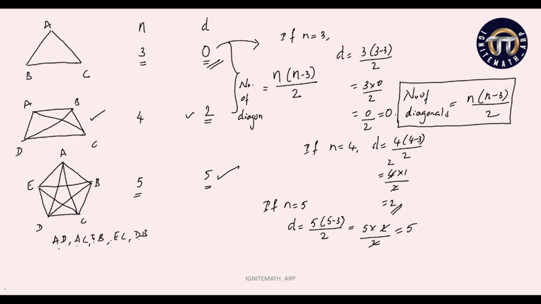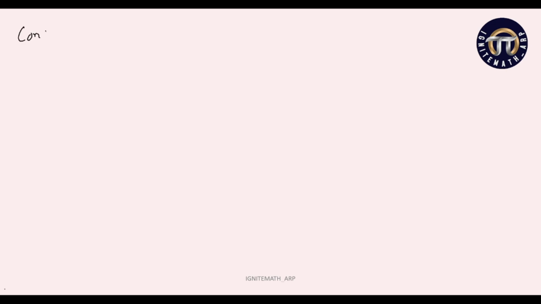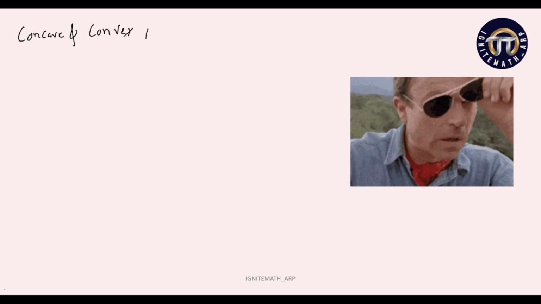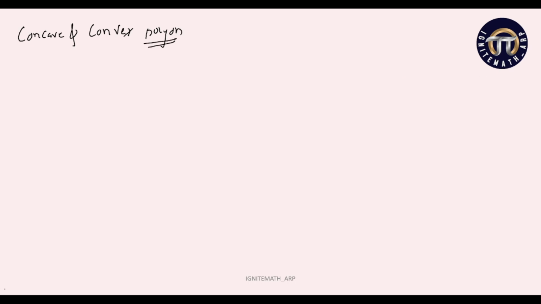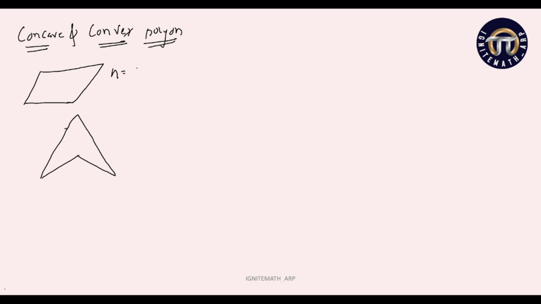Now let us go to one more very important concept, that is concave and convex polygons. What are concave polygons and what are convex polygons? See here, when I draw one polygon over here, children, try to differentiate. I'm drawing one more polygon over here. What is the number of sides over here? The number of sides is 4. What is the number of sides over here? Again 4. This is called a quadrilateral. This is also called a quadrilateral. But what is the difference between them?